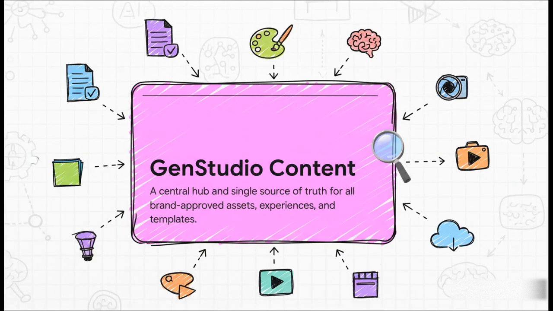So once you've created and approved all this great content, where does it live? It lives in GenStudio Content. Think of this as your central library, your single source of truth for the entire company. No more hunting for the latest logo. It stores all your approved assets, templates, the whole shebang. And this is so important because it stops teams from constantly reinventing the wheel.